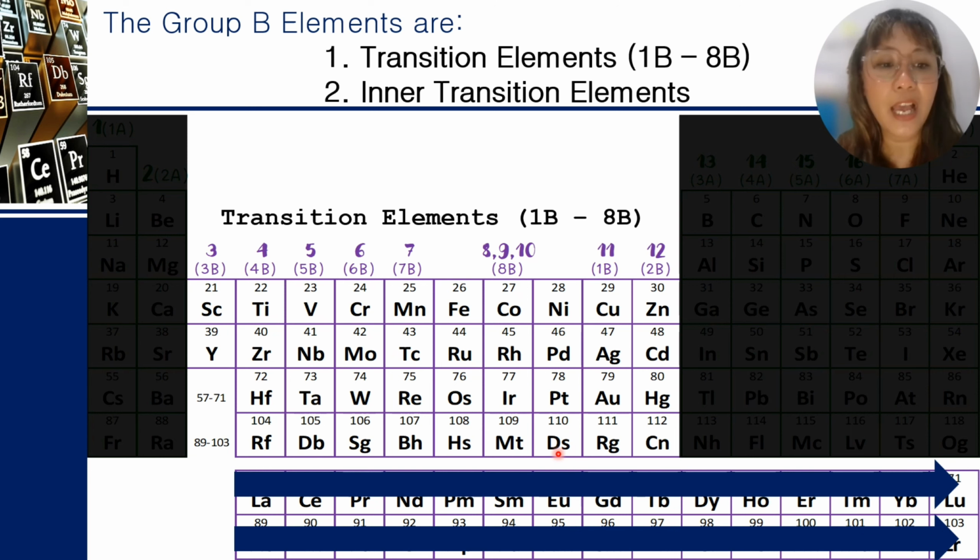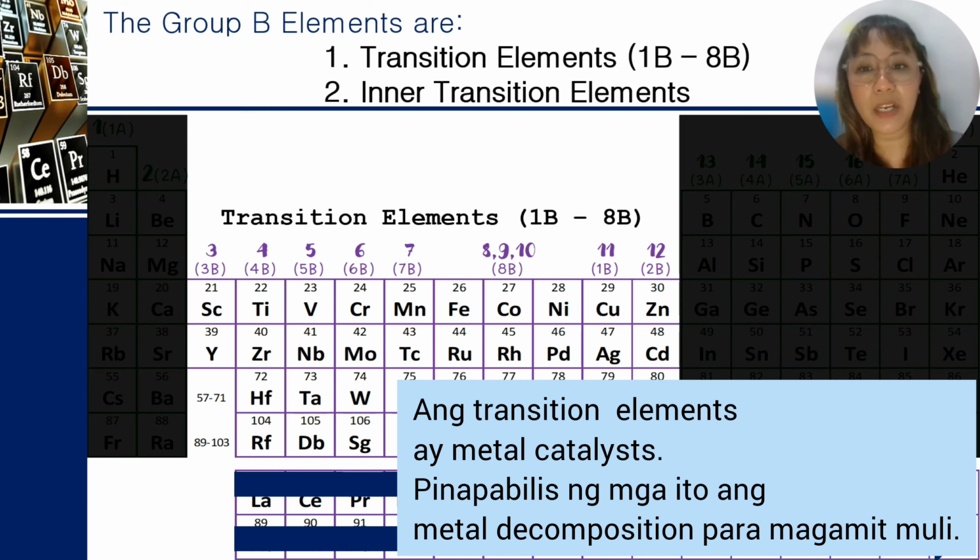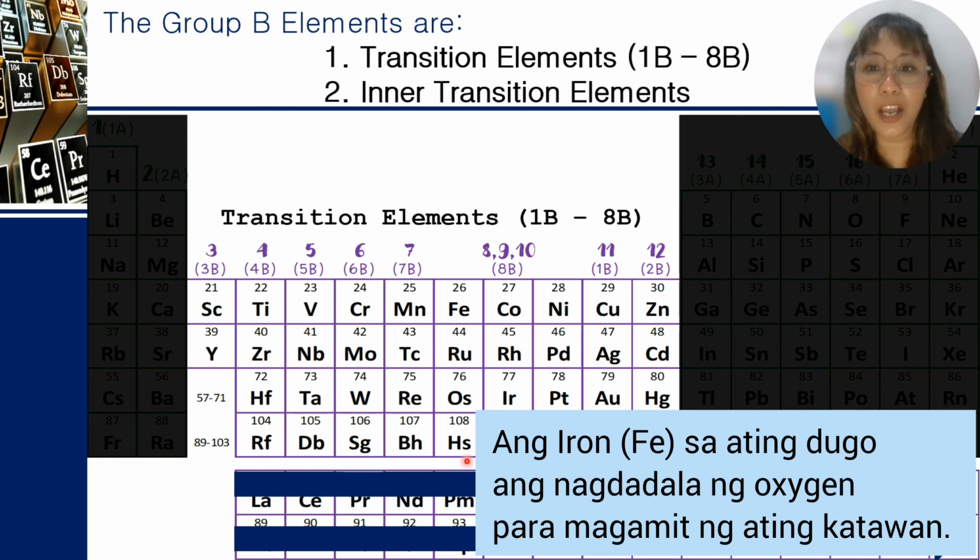Okay? Then they're important. Why? Because they make the decay of metals fast. So for what? So that these metals can be recycled again and support life. For example, the iron in our blood is important because iron is the main reason why blood can carry oxygen to the different parts of our body.